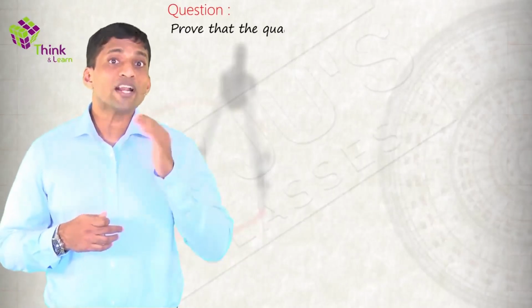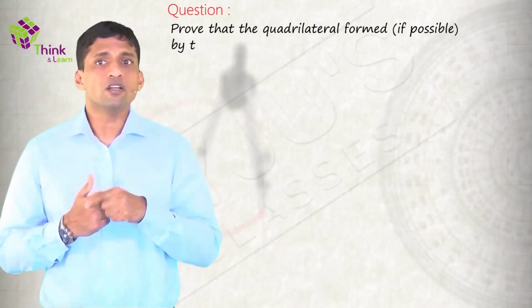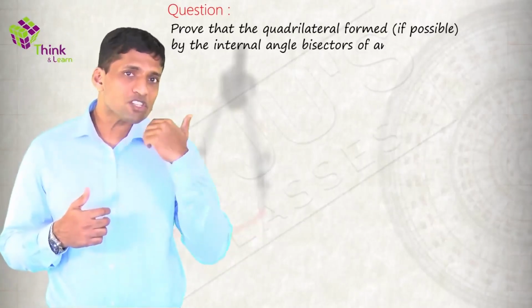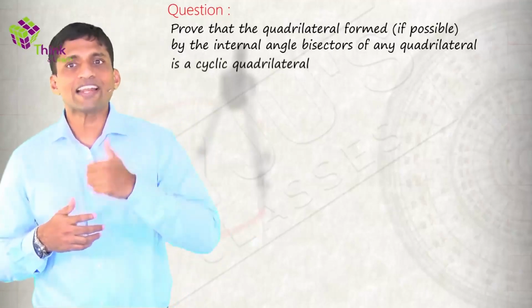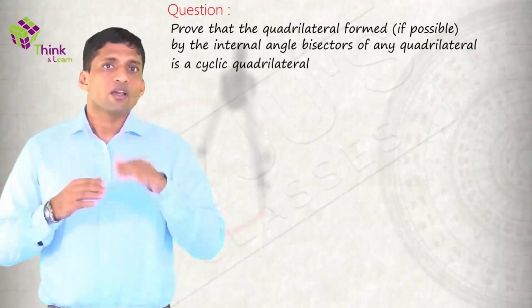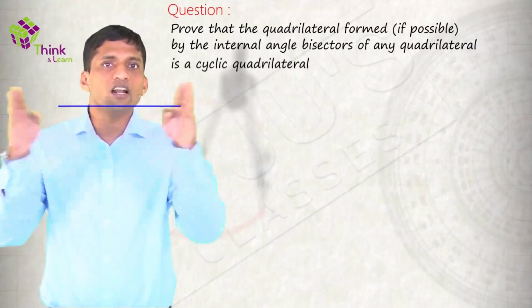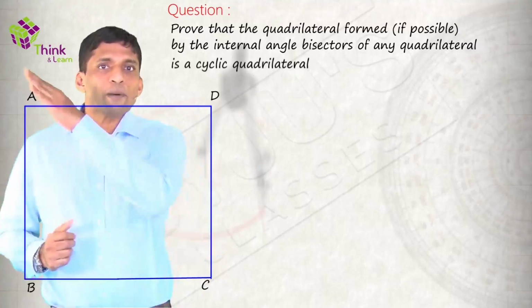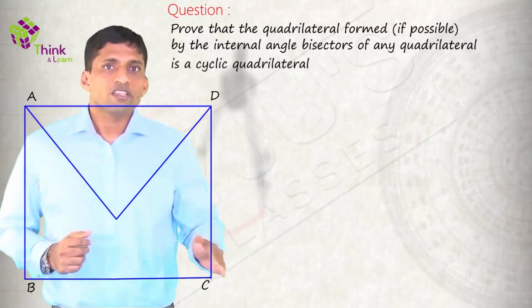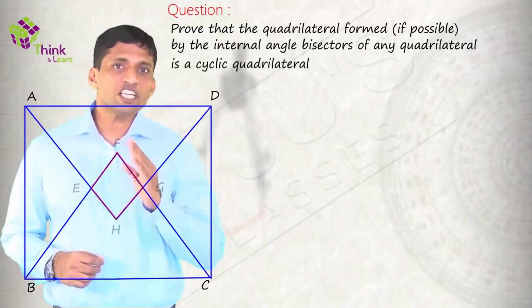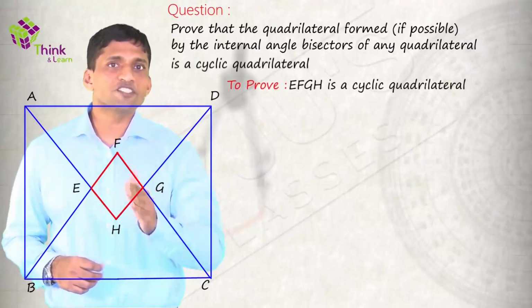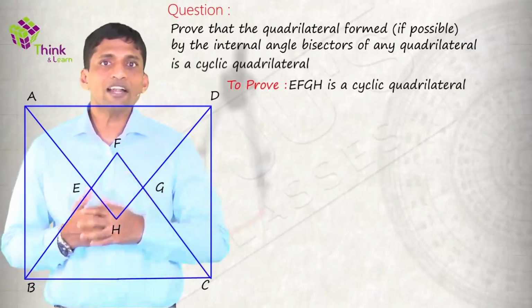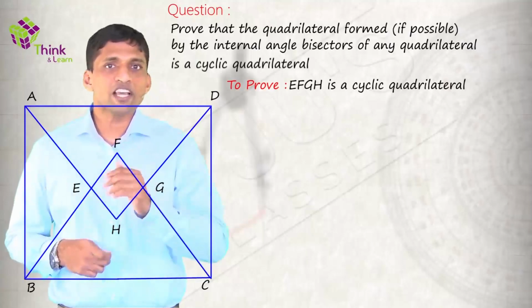This is a good question. We need to prove that the quadrilateral formed, if possible, by the internal angle bisectors of any quadrilateral is a cyclic quadrilateral. So let's take a quadrilateral ABCD. Now the internal angle bisectors form a quadrilateral EFGH. We need to prove that EFGH is cyclic. So for that, let's name the angles the way it is here.